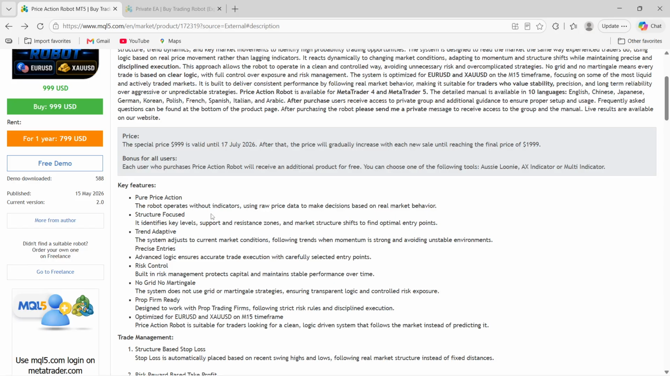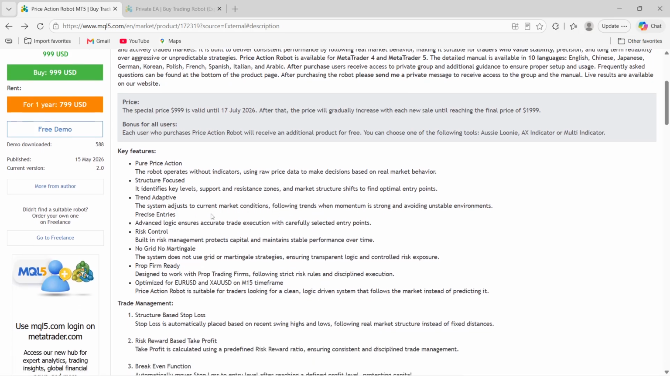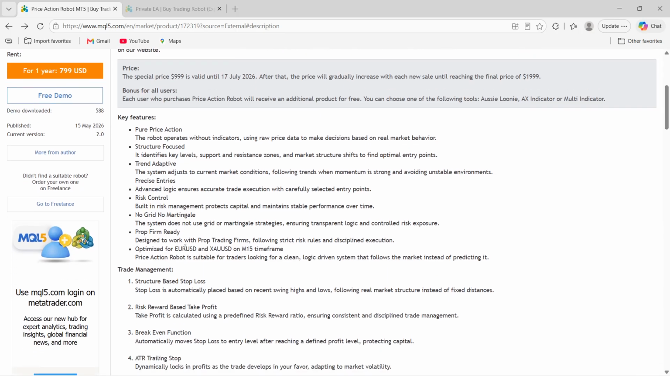The EA includes built-in risk management, stop losses based on recent swings, and trailing options. It's designed for multiple pairs and timeframes, with a focus on high probability setups from real price action. The developer emphasizes simplicity and the edge of trading what the market is actually doing.